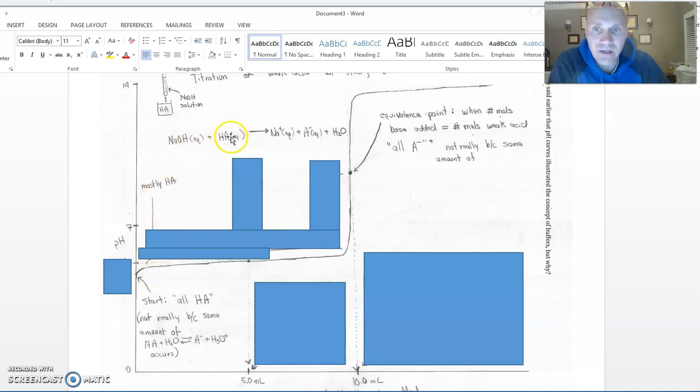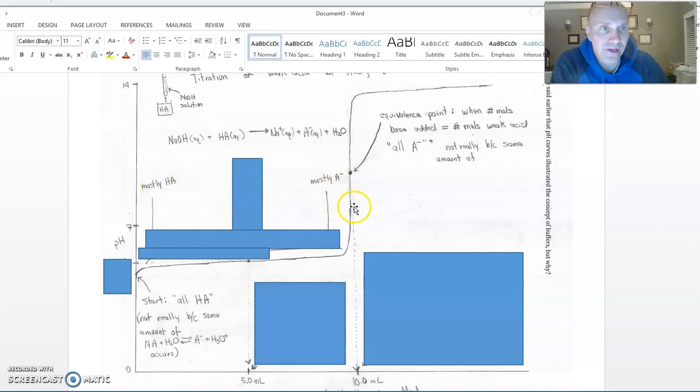All right, we've got a solution of this, and we've just added a couple drops of this. You're still going to have mostly this stuff right here. But as we continue to go on, almost right before we get to the equivalence point where we said that it's all A minus, we could assume that we're going to have mostly A minus, and that's going to be about this point in the curve right here. So we know that right here you've got mostly HA and this is mostly A minus.